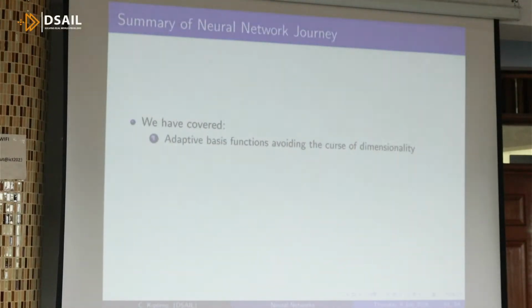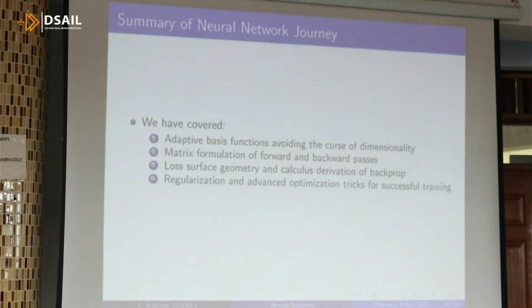Okay, batch normalization, all of this. So anyway, in general, this is what we've done today. We've looked at adaptive basis functions and how to avoid the curse of dimensionality, matrix formulation of forward and backward passes, loss surface geometry and calculus derivation of backpropagation, and then regularization and advanced optimization for successful training. That was a lot of words. Anyway, I am done. Any questions?